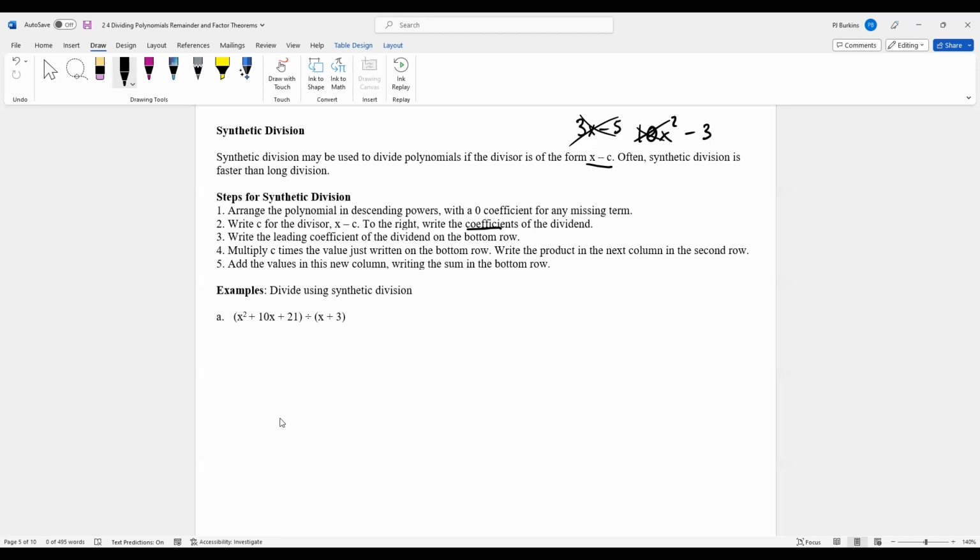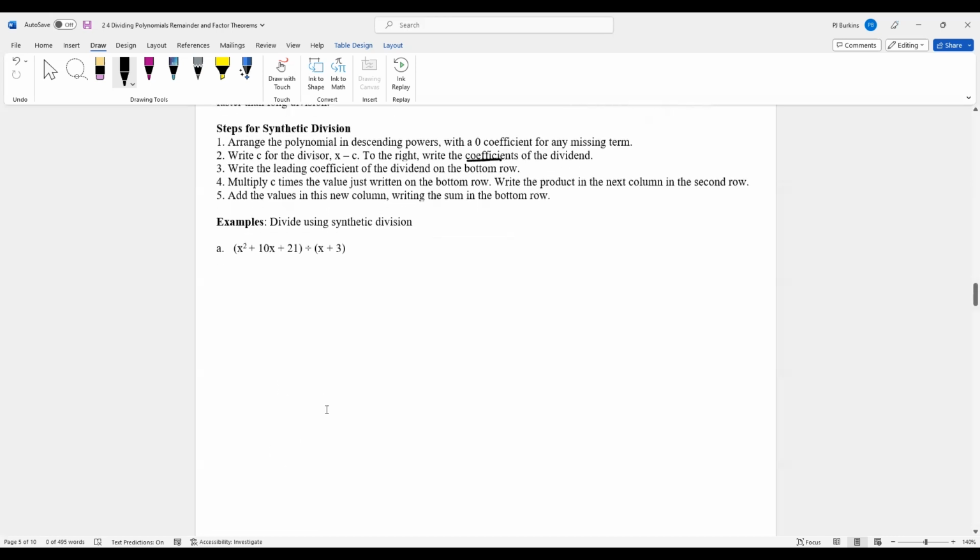But let me go ahead and perform it. I think it's much easier for you to understand if I'm explaining how it's done as I'm actually doing it. So the most important thing is, notice it says x minus c is the form that we need. So my divisor here is x plus 3. You might want to write that as x minus a negative 3. That's the form that we need. So that means that I need to put a negative 3 on the outside.